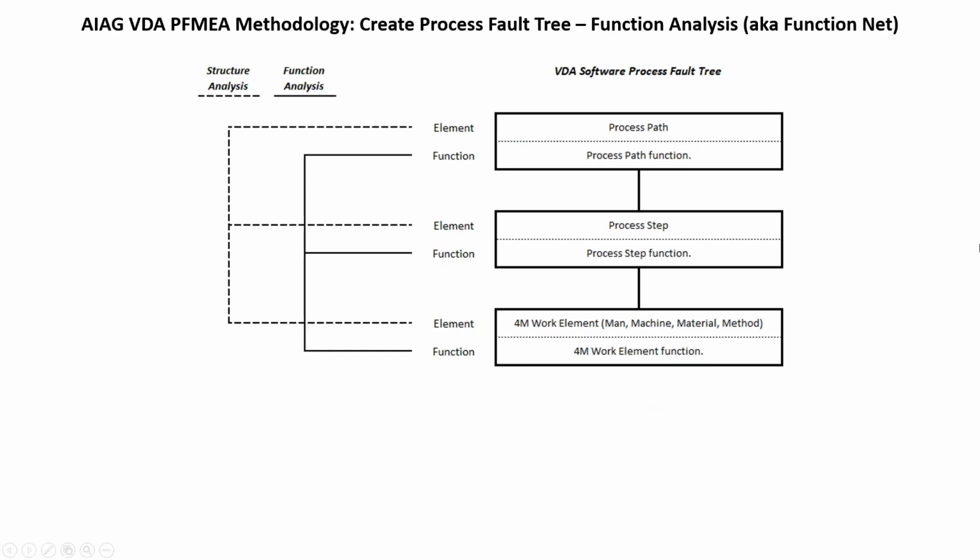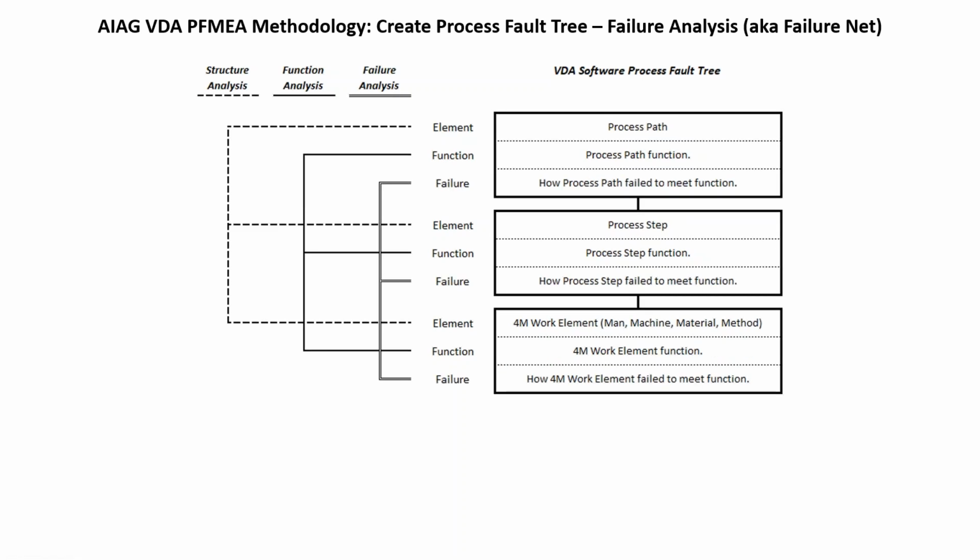Just like in the case of the product fault tree, in the process fault tree you have to define the function. So what is the function of my process path? What is the function of my process step? And which 4M work elements affect my ability to meet this function? What are the functions of those 4 work elements? And then again, just like our product fault tree, we now have to have failures. So we say, how can I fail to meet the path function? How can I fail to meet the step function? How can I fail to meet the 4M work element function?